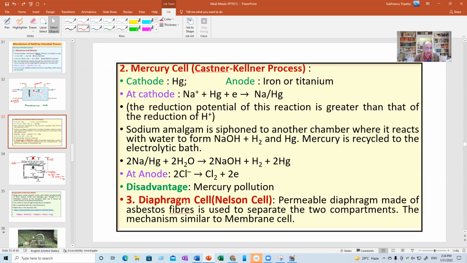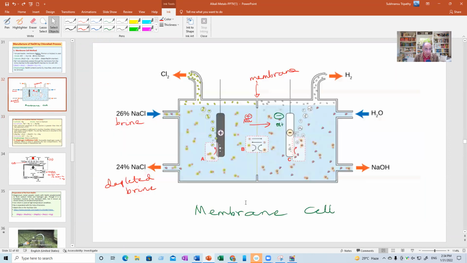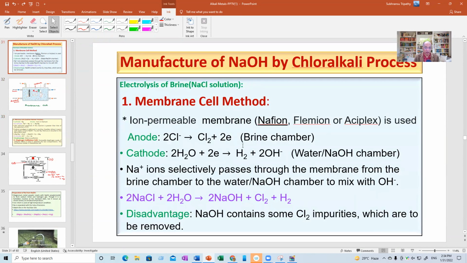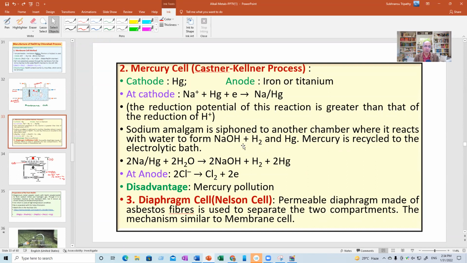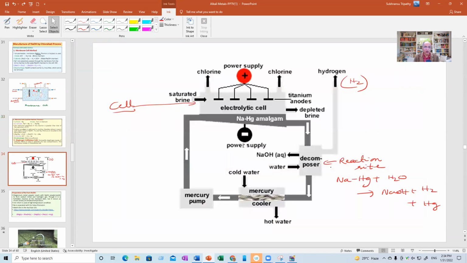That is called the diaphragm cell. That is called the diaphragm, not the membrane. It's a bit thicker, and it also does the same thing, but the efficiency is much better in the membrane cell method. So these are the three latest methods. Now in the textbook, not your NCERT, but in others, you'll find so many historical methods which are of no significance now.